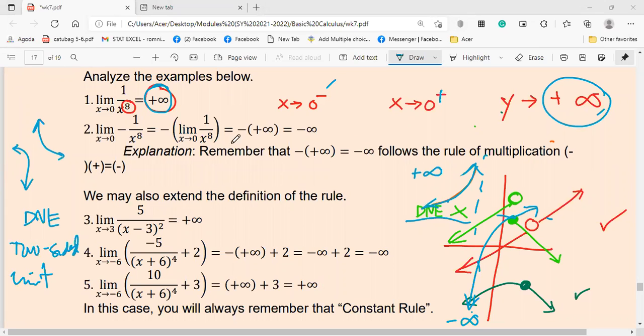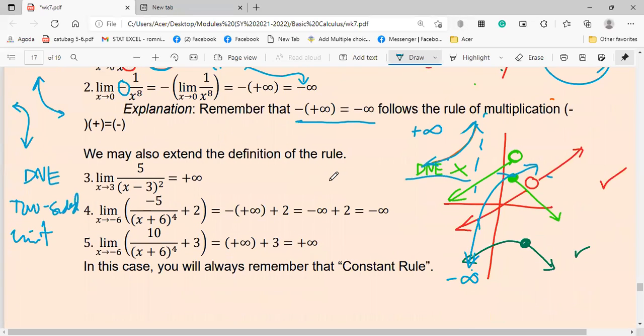Okay, number 2. Kung naglagay ka ng negative sign dito, kokontrolin niya yung positive infinity mo kanina kasi negative times positive infinity is negative. Kaya ito negative. So marunong naman na kayo dun sa negative times positive is negative. Remember that negative times positive infinity is negative infinity. Follows the rule of multiplication.